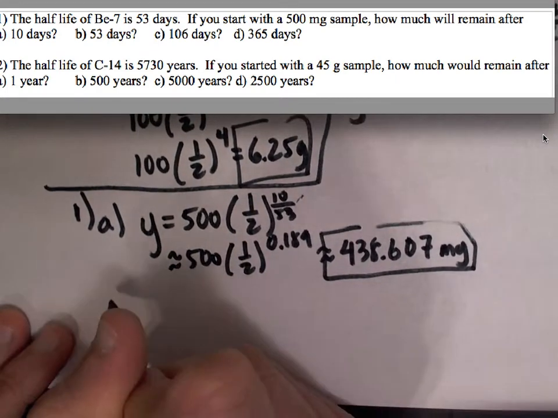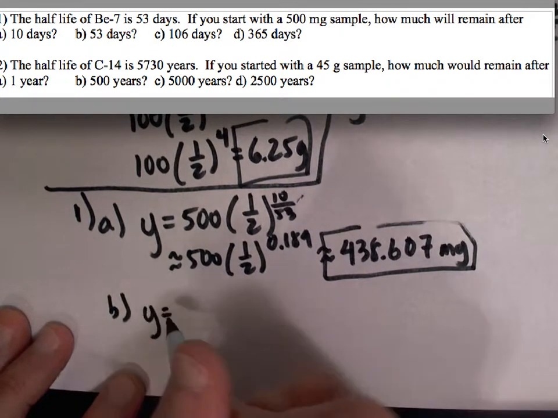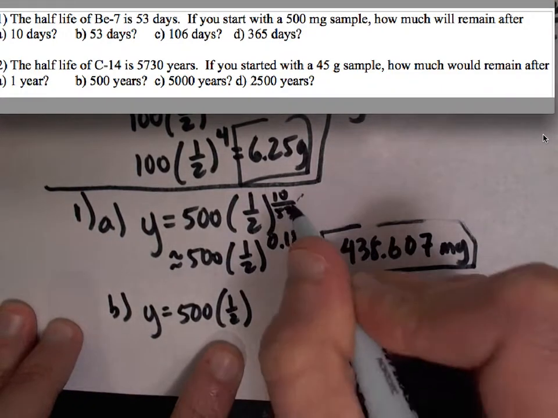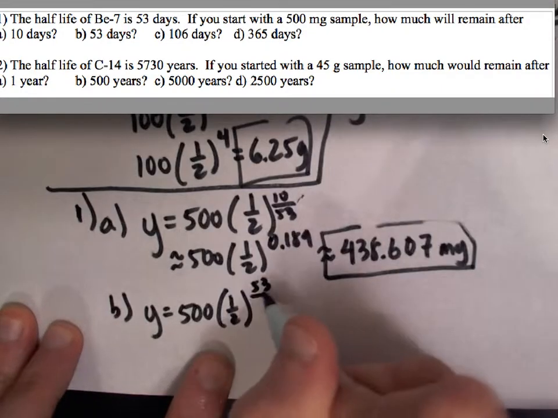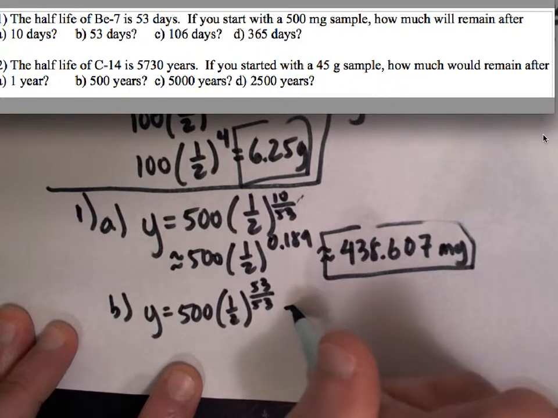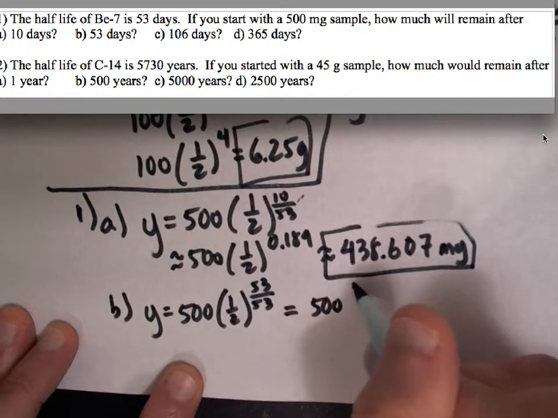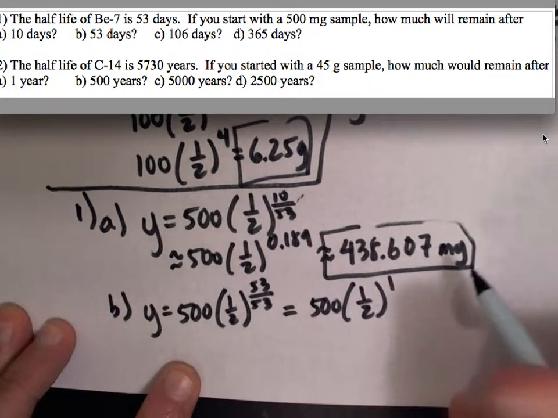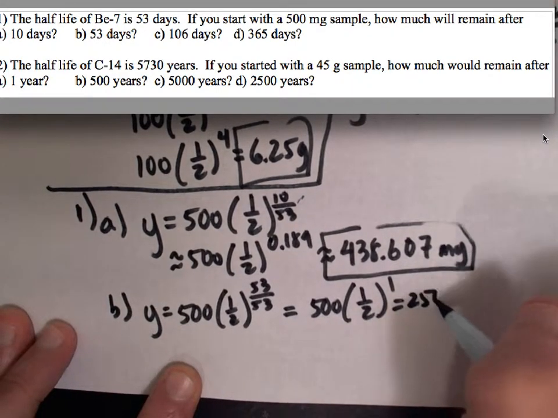Let's do letter B. So 53 days. So y equals 500 times 1/2. This time I've been waiting the full 53 days. 53 out of 53. So we can say this makes a proportion of 1. Perfect. I've waited the exact time for it to take it down to 1/2. So 500 times 1/2 to the 1. It's gone down fully a half. So half of 500, that's just 250 milligrams.